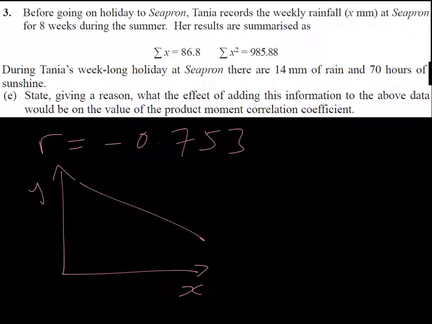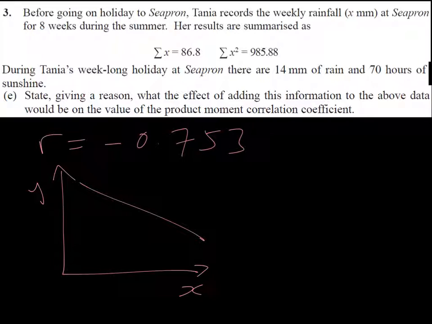In the final part then, we're told that during Tanya's holiday there are 14 millimetres of rain, 70 hours of sunshine. And then we're asked to state, giving a reason, what the effect of adding this information to the above data would be on the value of R. So R is quite a strong negative relationship, which is suggesting that the greater the value of x, which is the rainfall, the lower the sunshine.